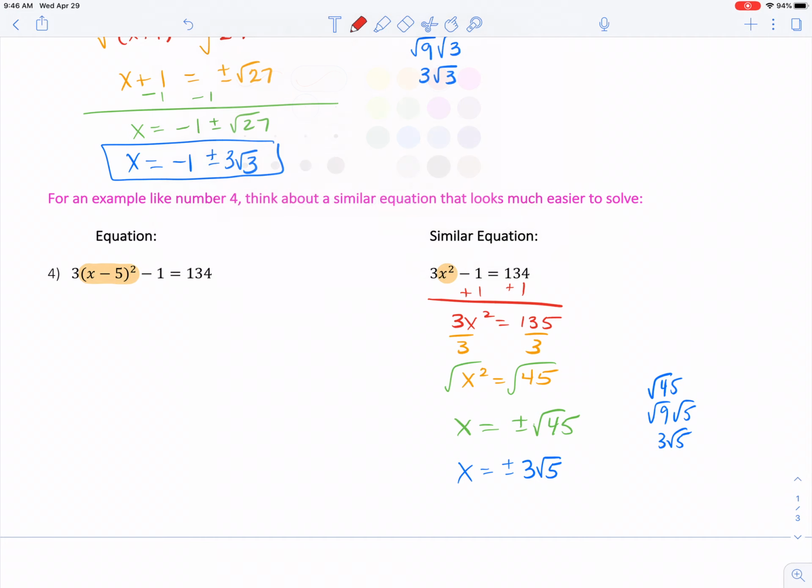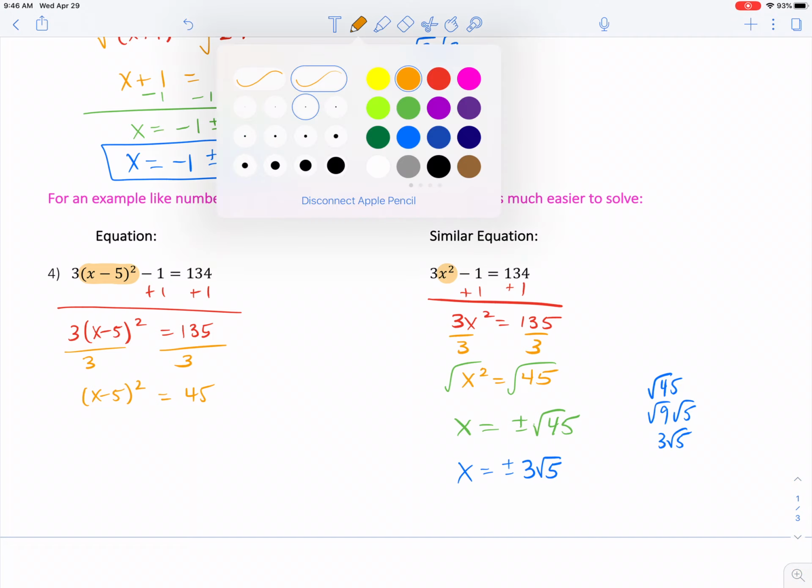So now let's relate this to number 4. Again, I'm going to add 1 to both sides first, but we still have that 3 in front of the binomial. So just like we did on the side, I'm going to divide both sides by 3 again, and now I have the squared part by itself, except it's that binomial instead of the single term.